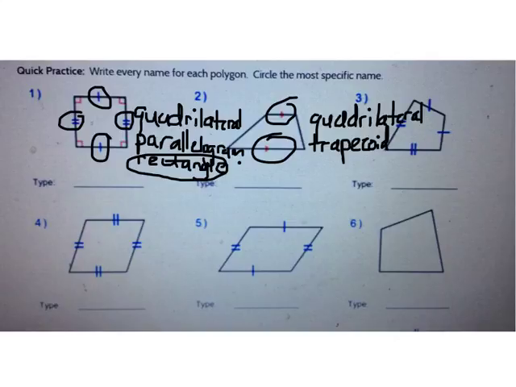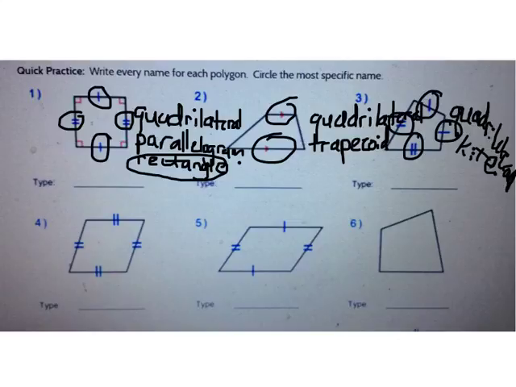Look at number 3. Is it a quadrilateral? Yes. Number 3 is also a kite, because sides that are right next to each other are equal. I can see that these 2 sides are equal, and these 2 sides are equal. Kite is the best name for it.